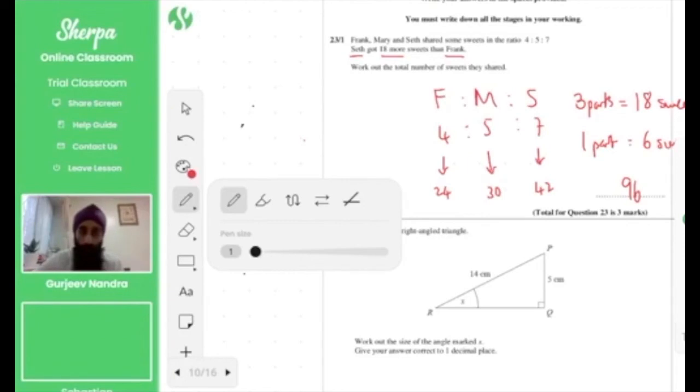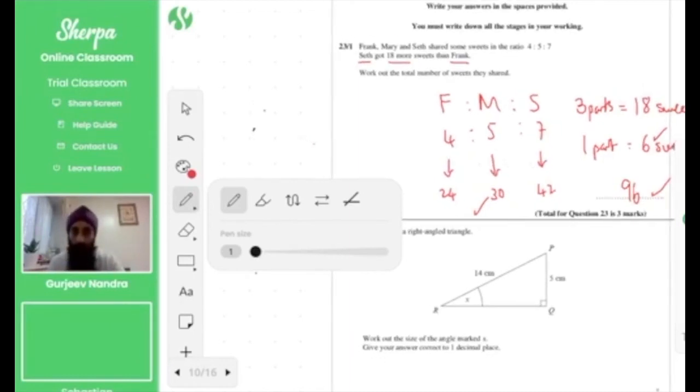Where do the marks come from? Well, one of the marks would come from actually getting 6 sweets as representing a single part. The second mark would be getting some of these values correct, so 2 of the 3 values, 24, 30 or 42, and the third mark would come from getting the actual correct answer as 96.